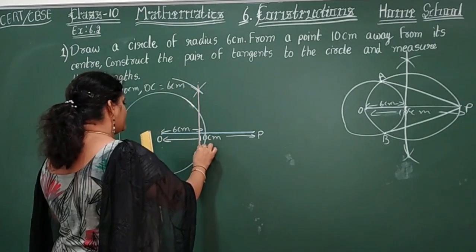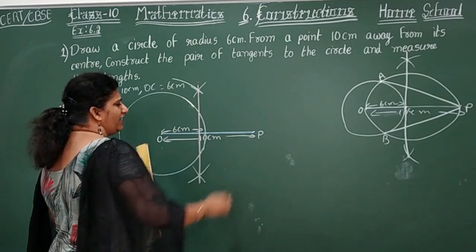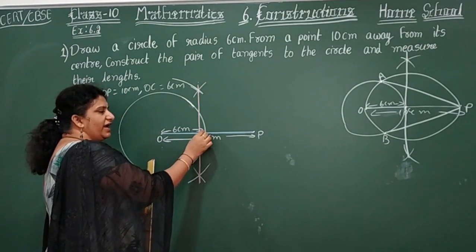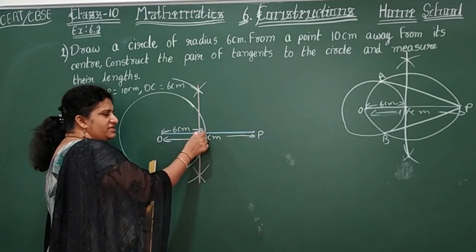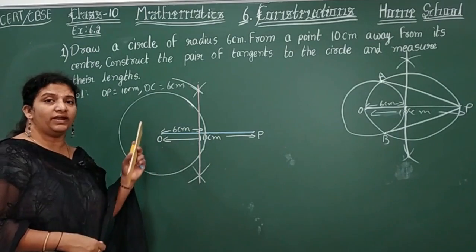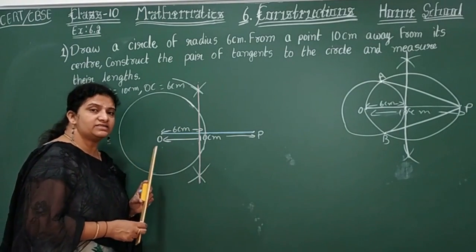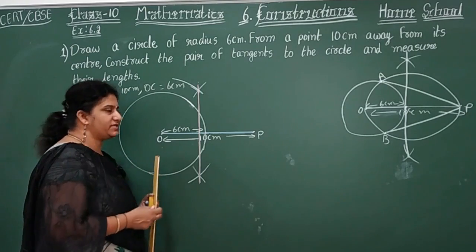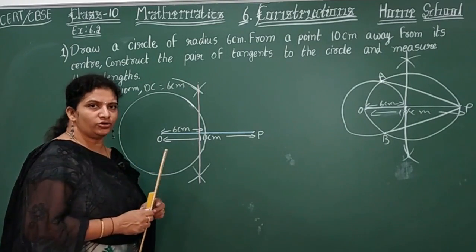Yes, it is exactly here. Line is 10 centimeters, children. The circle radius is 6 centimeters, means exactly at 5 it divides. Perpendicular bisector divides a line into 2 equal halves. So now what we are going to do?